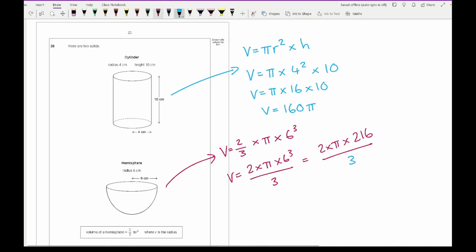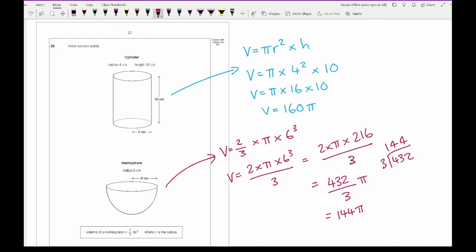And let's just change that colour. There we go. Then all we need to do is simplify that. So here we've got 2 times 216, which is 432 pi, divided by 3, and 432 divided by 3 equals 144 pi. If you're not sure how I've got that, just use the bus stop method.